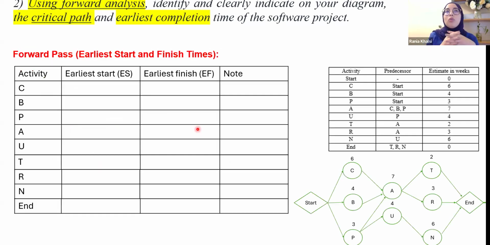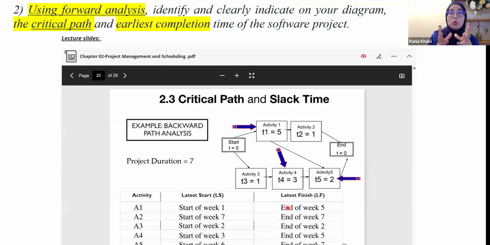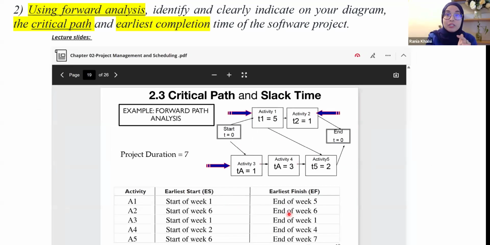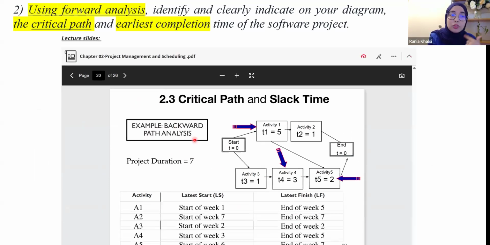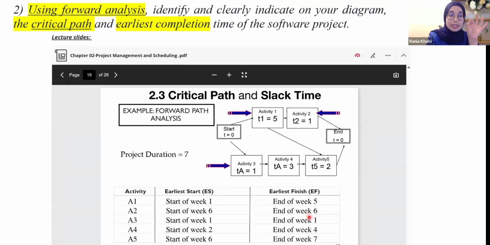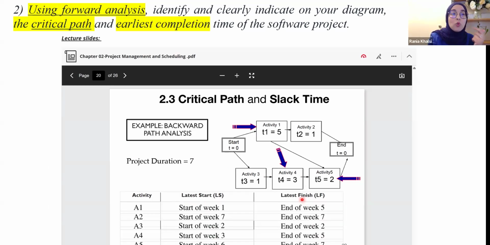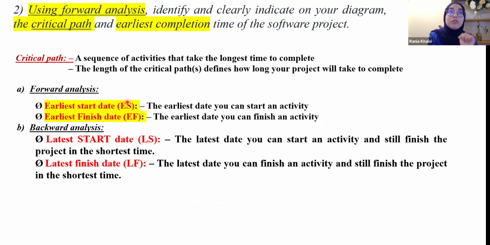Let's go. So for the forward path, as you have already seen in this example, we need to draw one table, and this table is going to have for each activity the latest start and the latest finish, the earliest start and the earliest finish, because we're going to first start with the forward analysis. Later, when we move on to backward, we can discuss the latest start and latest finish, okay? So we will focus now on the earliest start and the earliest finish, which are the two components needed for the forward analysis, as I was mentioning already, okay?